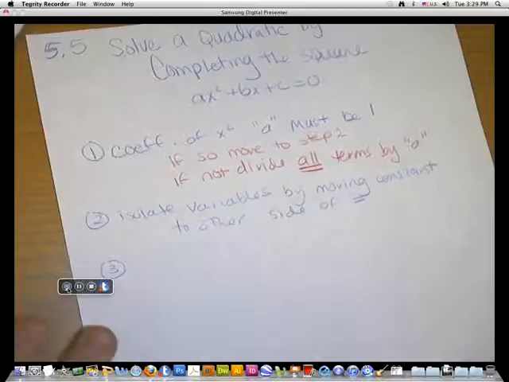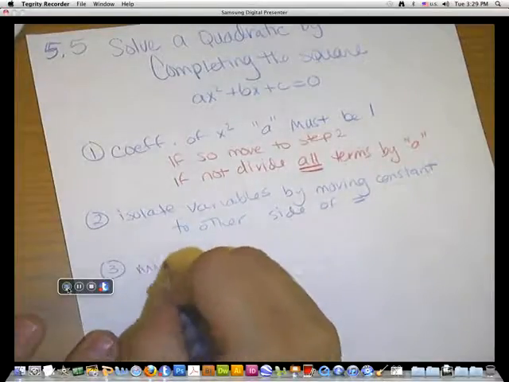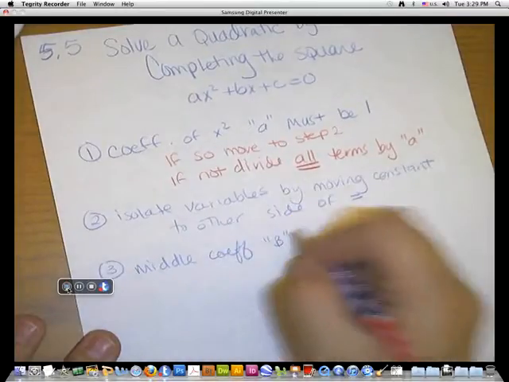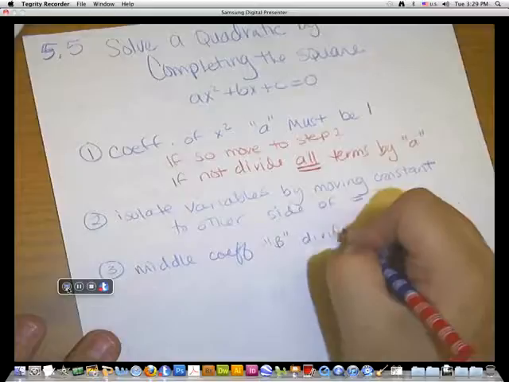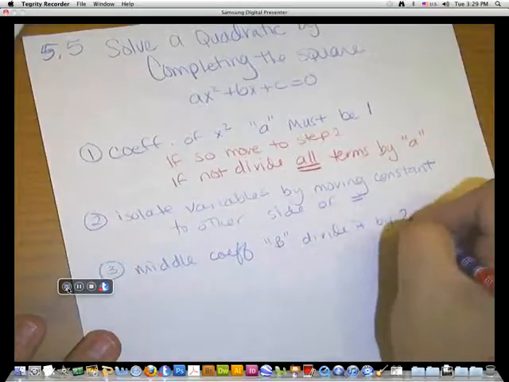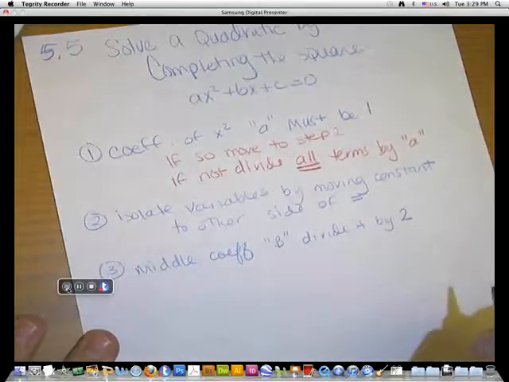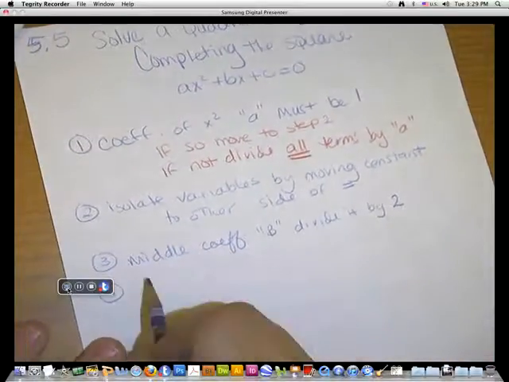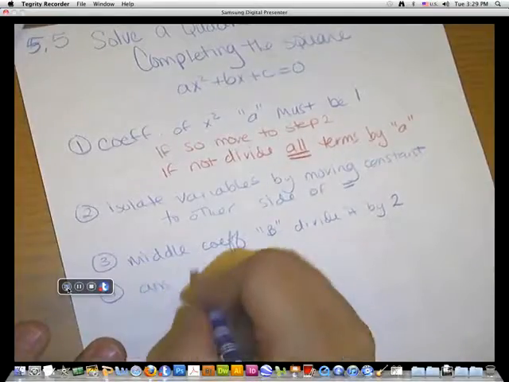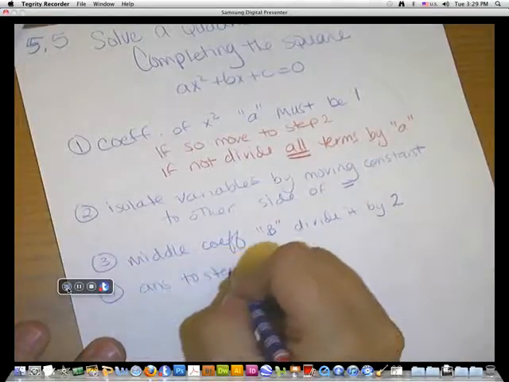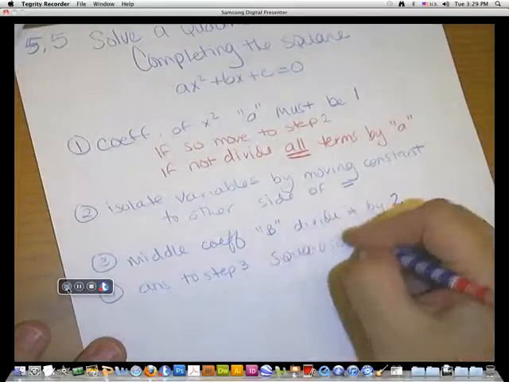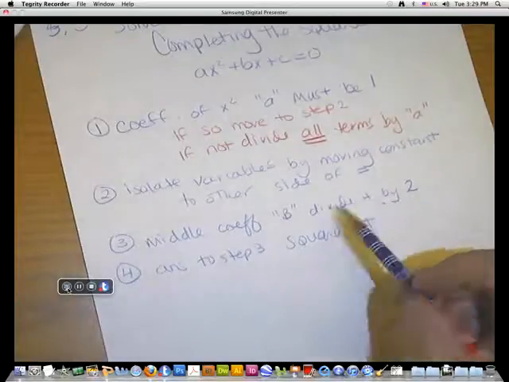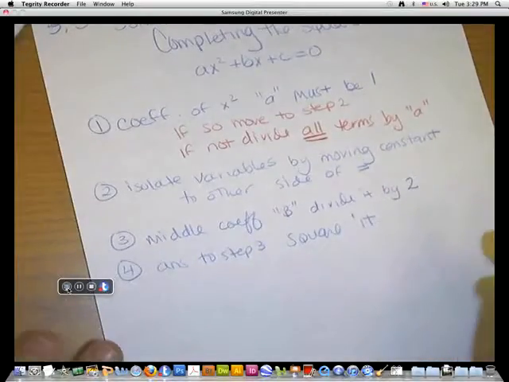Step number 3 is we're going to take the middle coefficient, which is the b, and divide it by 2. And it's always divided by 2. Step 4, whatever answer we got in 3, square it. So whatever we divided by 2, whatever that answer is, we're going to square it.